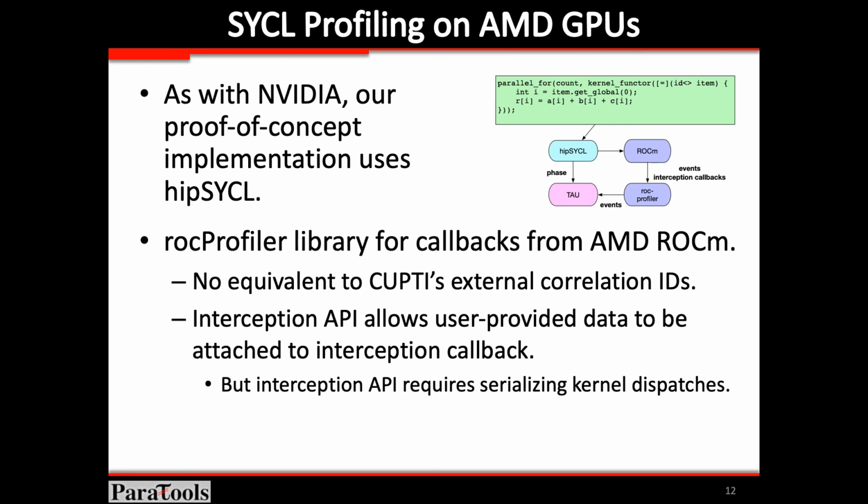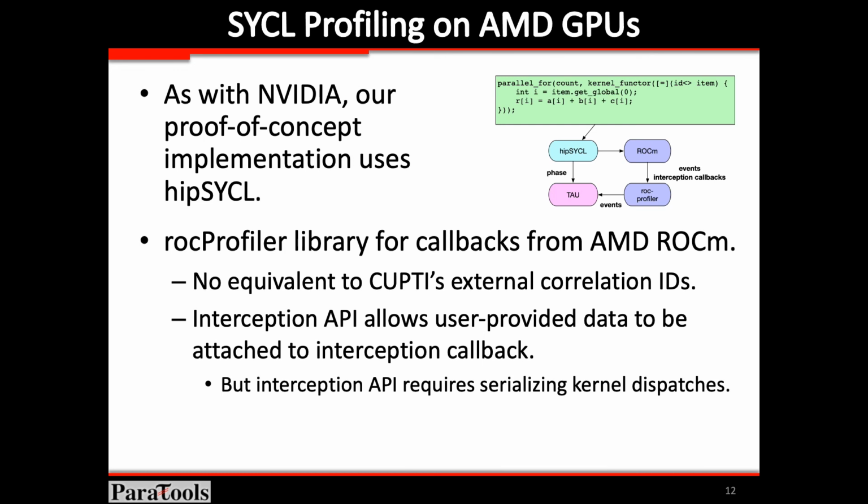Our proof-of-concept implementation of SYCL profiling on AMD devices also uses HipSYCL, using the ROCm backend. To capture performance data for ROCm kernels, we use AMD's ROC Profiler library. That library functions similarly to CUPTI, providing callbacks for kernel executions and memory transfers, which can then be used by Tau to record kernels. However, unlike CUPTI, ROC Profiler does not provide a mechanism for an application to specify an external correlation ID. As a result, a different mechanism is needed to associate GPU events with the SYCL code which corresponds to the runtime-level ROCm event.